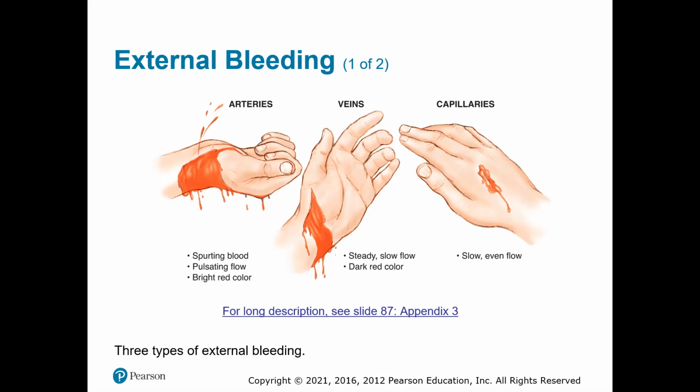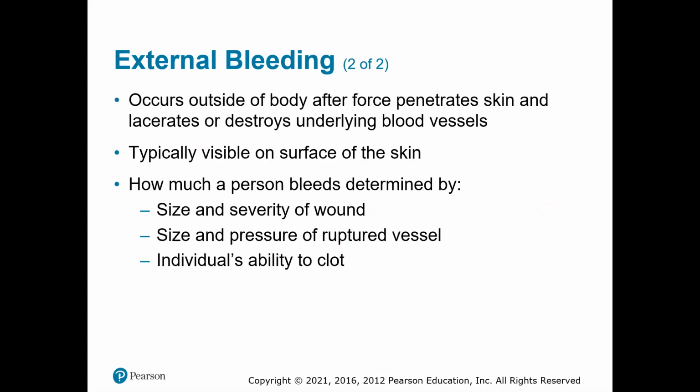Venous bleeds can be major bleeds as well. It's more of a steady, slow flow. You're not going to see that spurting blood with the heart pulse. They're darker red in color. And then your capillary bleeds, slow, even flow. Bleeding is controlled pretty easily with pressure.